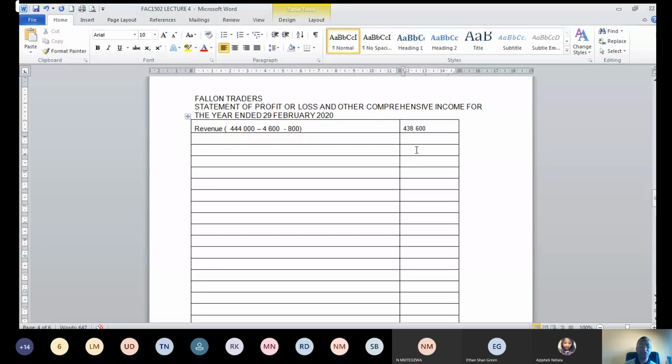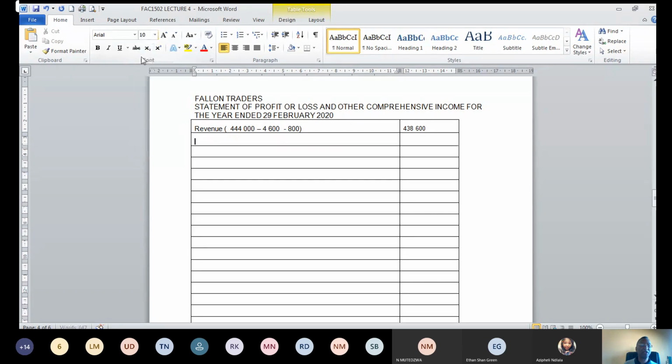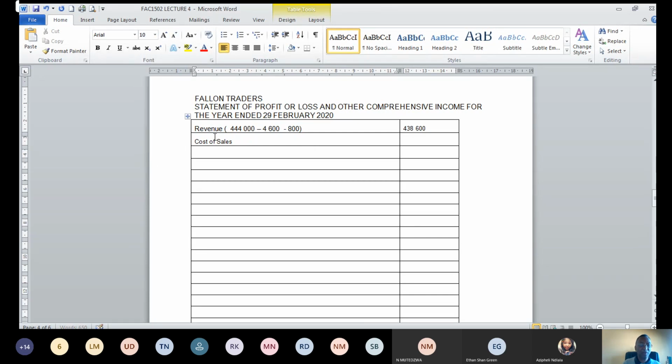Revenue is your sales minus your sales returns minus your settlement discount granted. Remember, sometimes they will also call this account settlement discount allowed. Settlement discount allowed, settlement discount granted is the same thing. Your cost of sales, you will indicate the value of your cost of sales. Cost of sales is equal to, and you must know the story, your opening inventory.